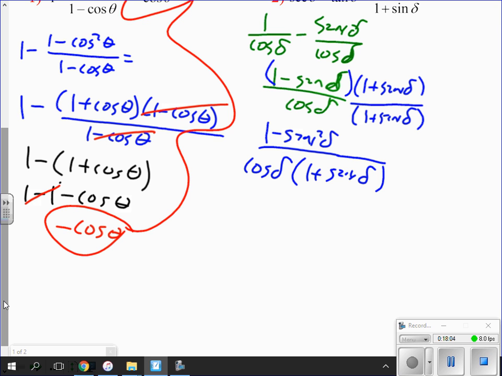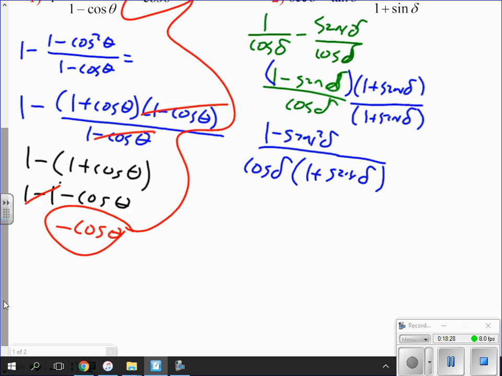Wait, you said you can't change the value, but if you multiply it by 1, I changed how it looked. I didn't change what it was worth. What's this? This is 1. This fraction here is 1. It doesn't look like 1, but it is 1, right? Because something over itself is 1.